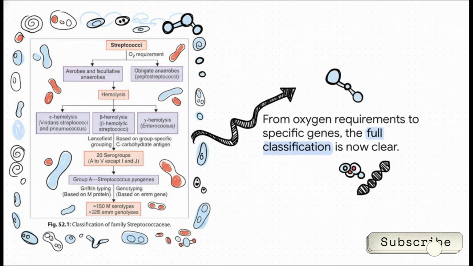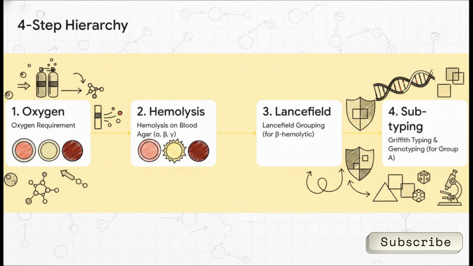And there we are, back to the big picture. Take another look at this chart now. It's not so bad, is it? We just walked through the entire thing, step by step, from that simple oxygen question all the way down to the nitty-gritty of their genetics. So let's recap the key takeaway. It's just a logical 4-step process.